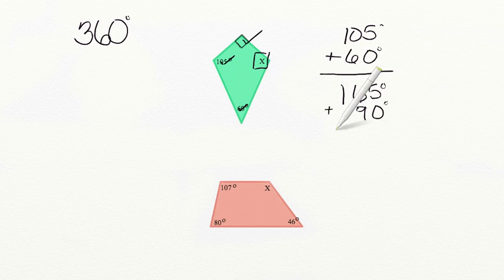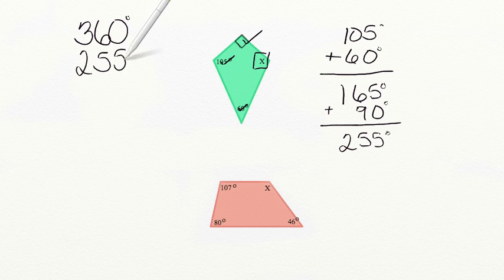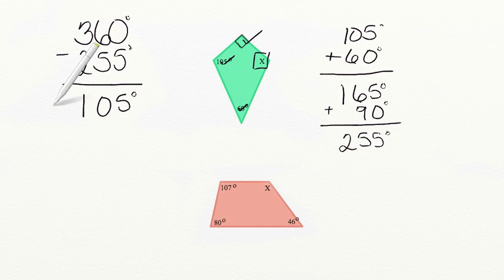And when we add 165 degrees plus 90 degrees, we get 255 degrees. So that's the sum of these three angles. So now we're going to subtract 255 degrees from our whole, and that's going to give us our missing angle x. When I subtract 255 degrees from 360 degrees, I get 105 degrees, which means the value of x is equal to 105 degrees. Our first strategy started by adding our 3 known angles and then subtracting the sum from our whole to give us our missing value.